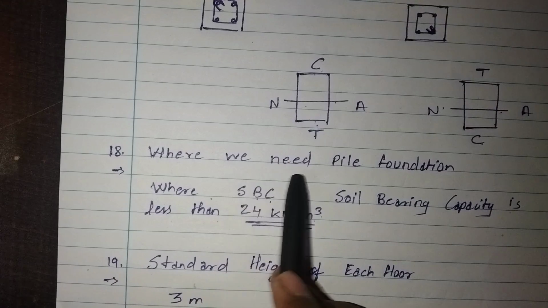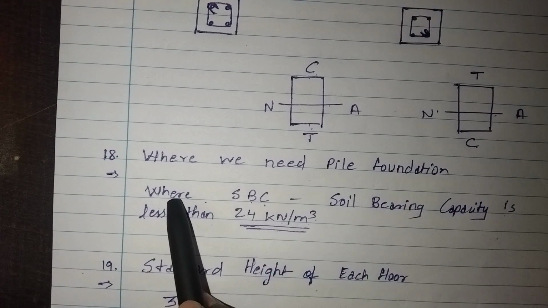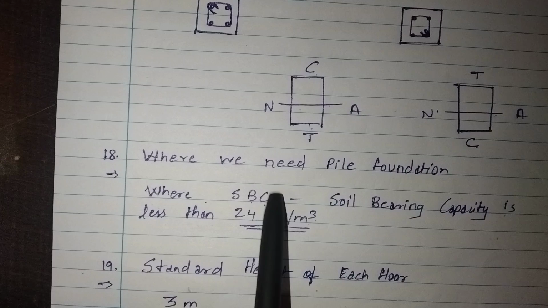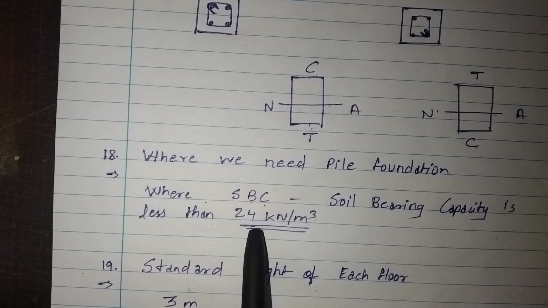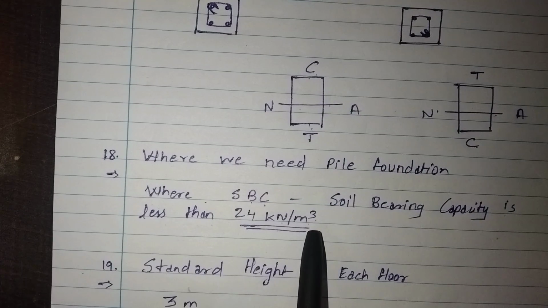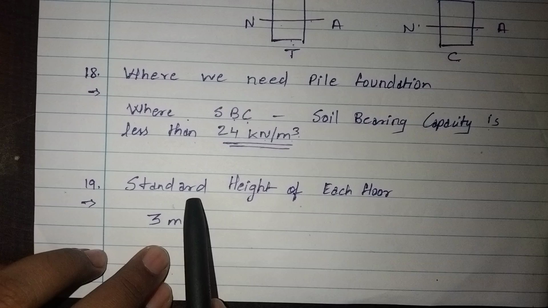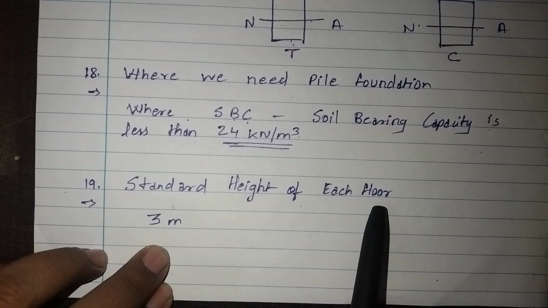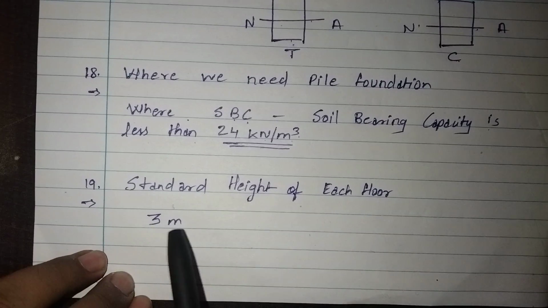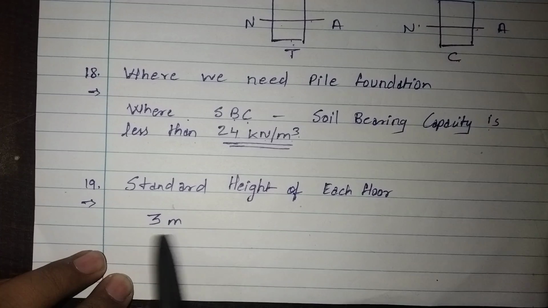Okay, where do we need the pile foundation? Where the SBC, the soil bearing capacity, is less than 24 kilonewton per meter cube, there we need to provide a pile foundation. Okay, now the standard floor to floor height should be 3 meters.